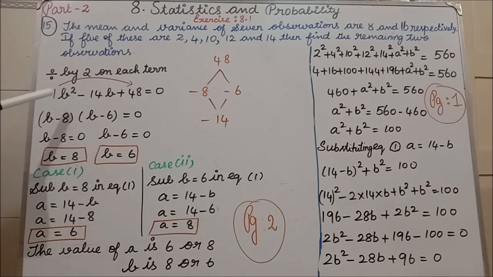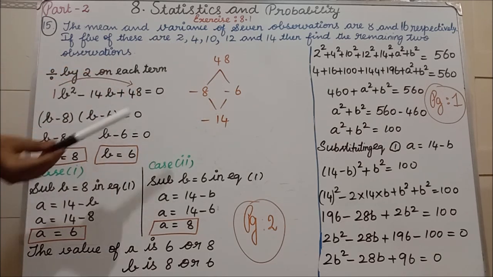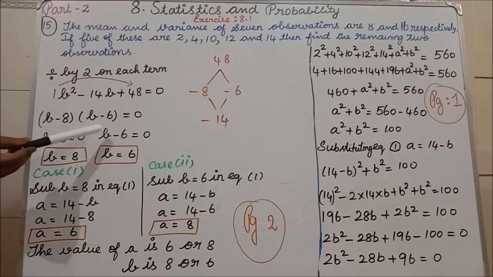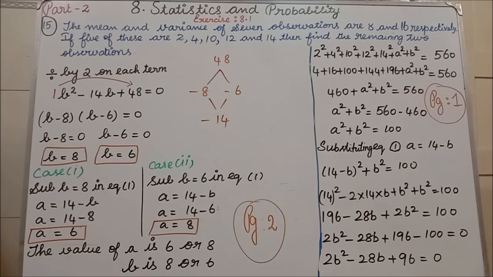Clear? So what variable are we using here? B. So b, what is the first answer? Minus 8, one bracket. Then what is the second answer? Minus 6. So b minus 6 equal to 0. Clear? So b minus 8 equal to 0, b minus 6 equal to 0. From this, b equal to 8, b equal to 6. For b we have got 2 values. Similarly for a also we will get 2 values.